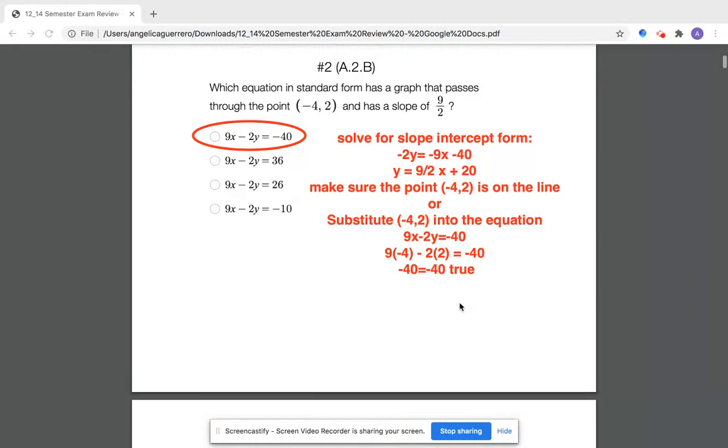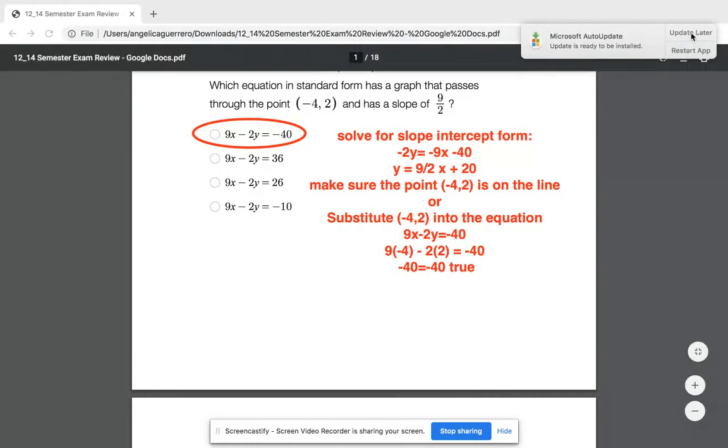Number 2, which equation in standard form has a graph that passes through the point -4, 2 and has a slope of 9/2? So there's two ways you can do this. You can solve for slope-intercept form, and you move your -9x over, and then you check to make sure that the slope is 9/2, and then you can make sure that the point -4, 2 is on that line, whether you take the equation, graph it in your calculator, or you plug in the point and make sure the equation is true.